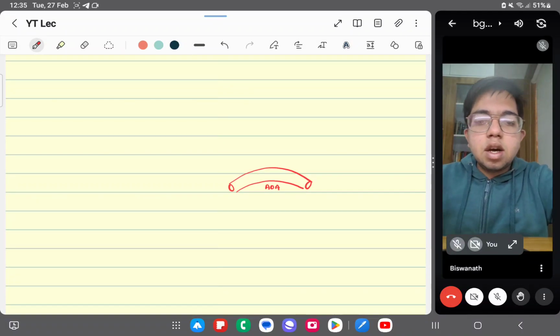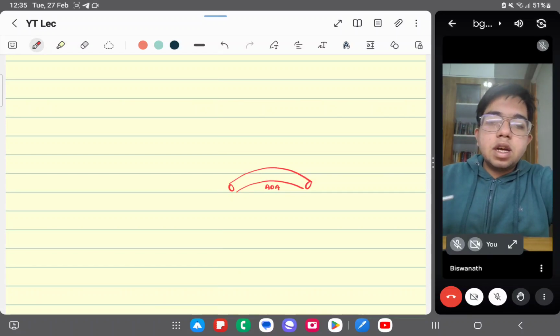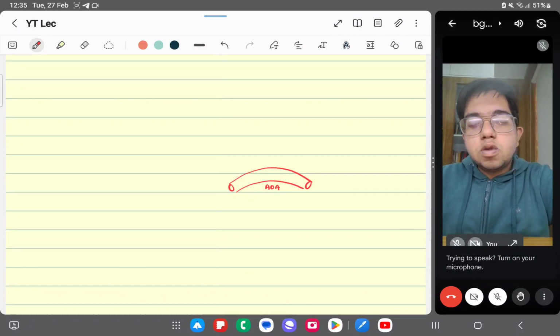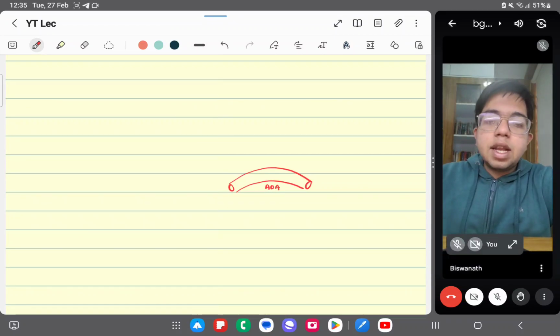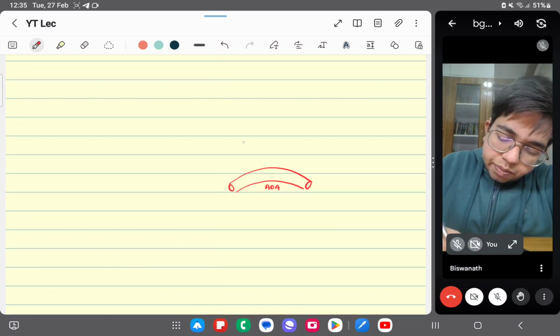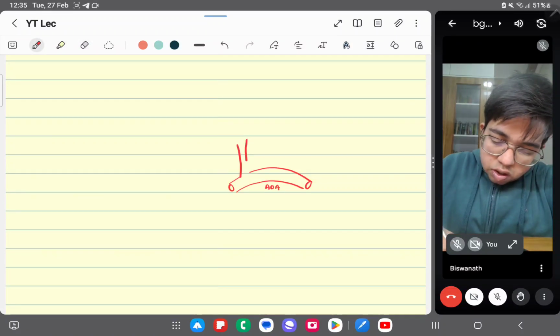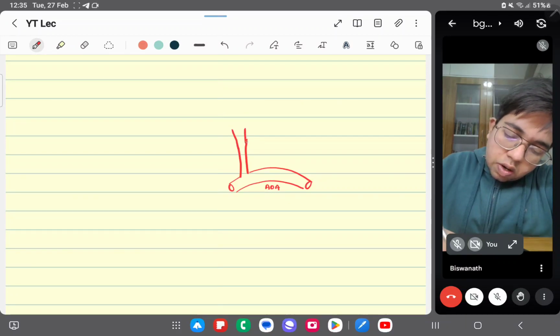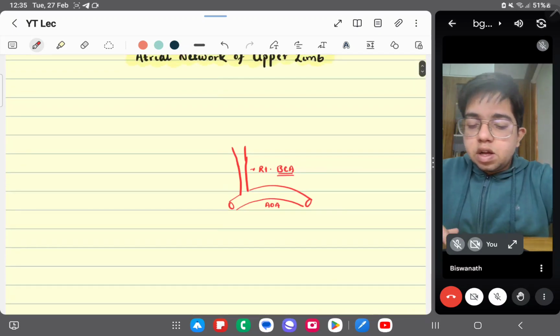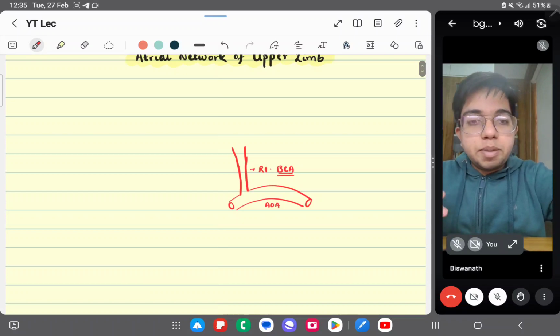You can take any one of them. I'll be drawing the right side of the body. If you want to do the same with the left, then take the left subclavian artery. I am taking the right brachiocephalic artery. So here we have our arch of aorta and the right brachiocephalic artery.